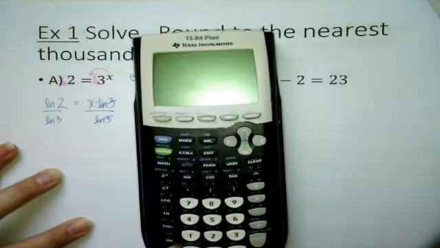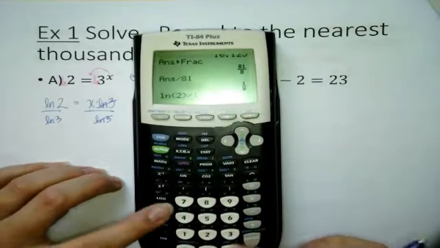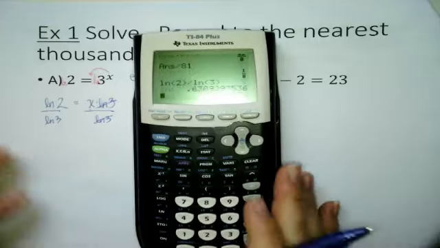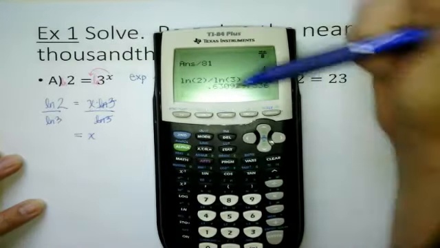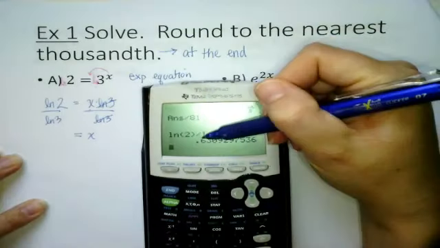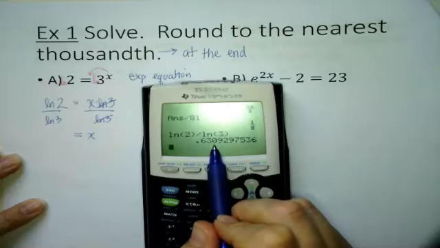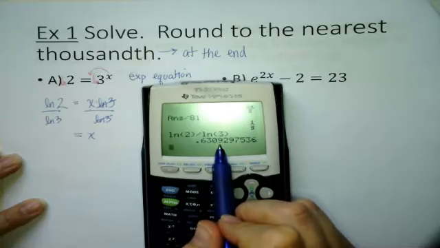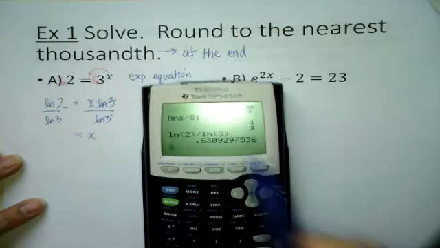This is where you go to your calculator and type in the natural log of 2 divided by the natural log of 3, and we get a long decimal for x. They said thousandths, so that's tenths, hundredths, thousandths. You go to the third decimal place, then look to the right at the ten-thousandths spot. If that number is 5 or more, we round up the thousandths. Since it's bigger, this is going to be 0.631.